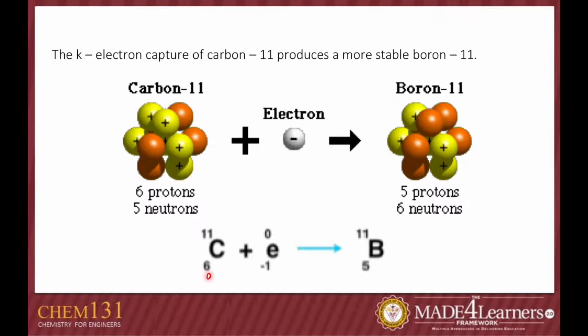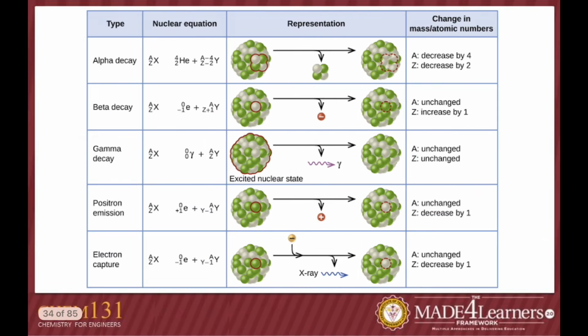So, carbon has an atomic number of 6, and when an electron is captured, boron's mass number is still 11. 6 minus 1, we have 5. So, boron is the daughter nucleus when carbon-11 captures an electron from the innermost energy level. So this is a summary of the different modes of decay and the nuclear equations representing them and the changes in their mass and atomic numbers.